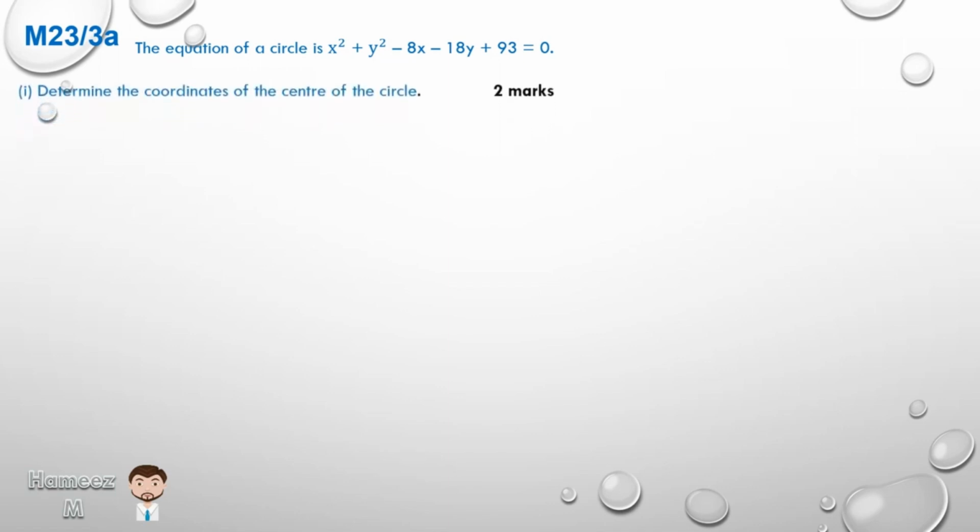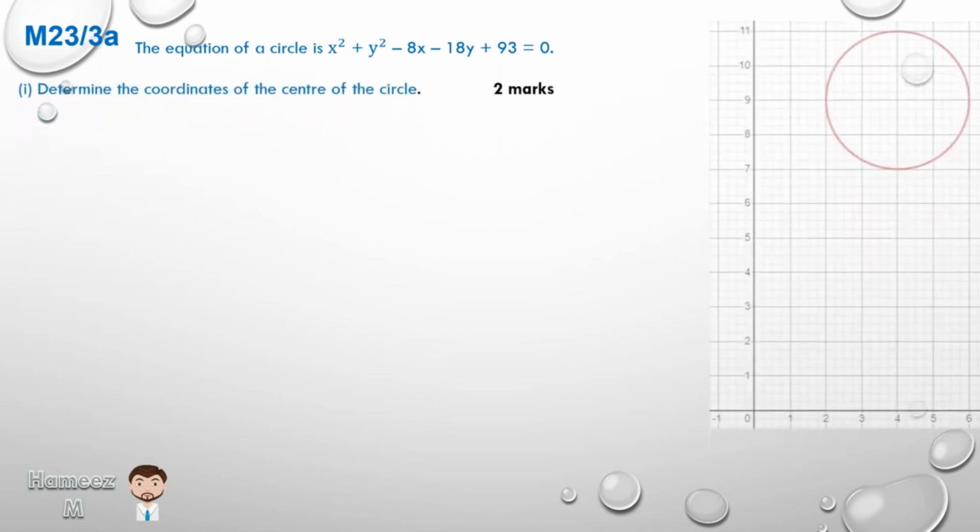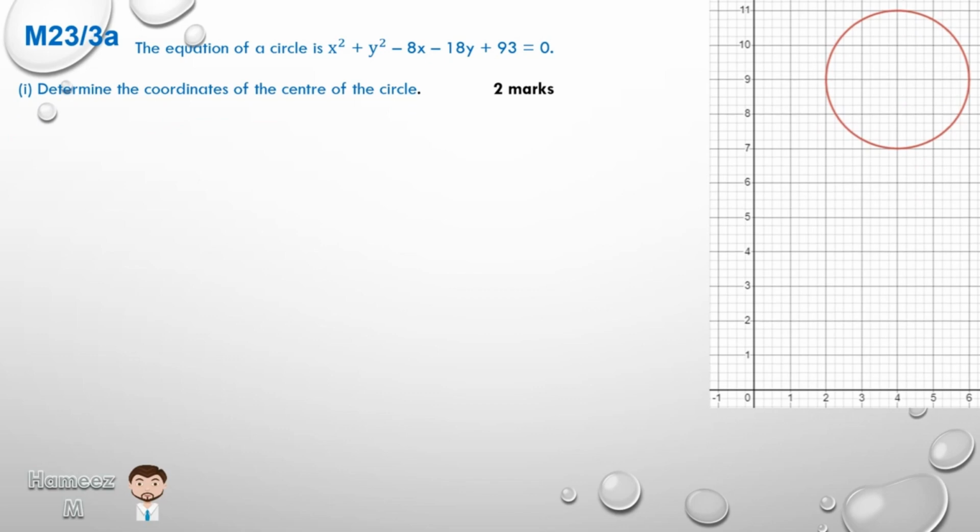May 2023, number 3a. The equation of a circle is x squared plus y squared minus 8x minus 18y plus 93 is equal to 0. Part 1, determine the coordinates of the center of the circle. So let's bring up a circle so you can see what it looks like.